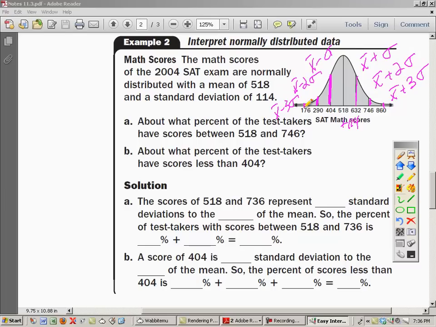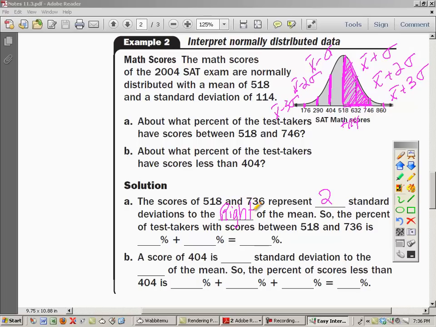About what percent of test takers have scored between a 518 and a 746? Well, 518 is the mean, x bar. And 746 happens to be exactly 2 standard deviations above the mean. So the scores from 518 to 746 represent 2 standard deviations to the right of the mean. It doesn't really matter if it's right or left because it's the same amount of area.